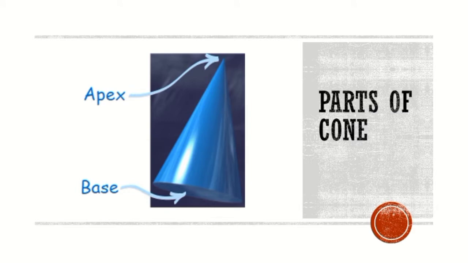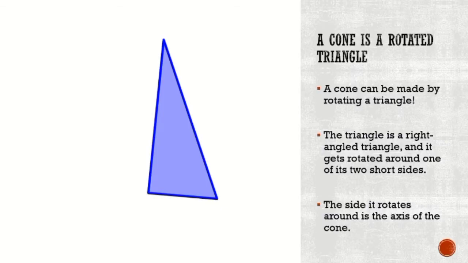Parts of a cone. We have apex and base. A cone is a rotated triangle. A cone can be made by rotating a triangle. The triangle is a right-angled triangle and it gets rotated around one of its two short sides. The side it rotates around is the axis of the cone.